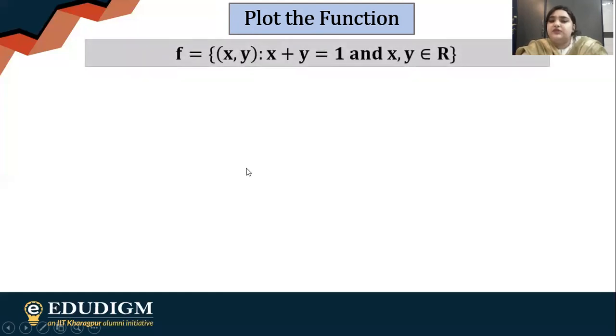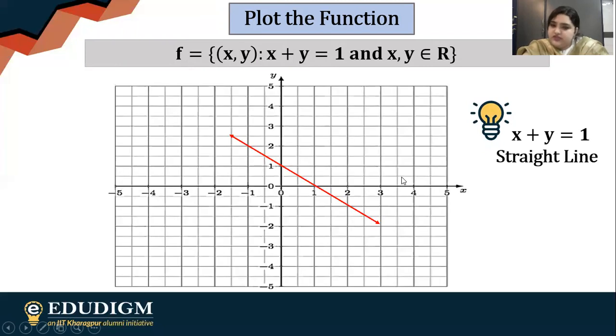So this is what the function is. We have taken x comma y such that x plus y is 1. If you think about this, this is basically a straight line. So how do you draw the straight line? This is having intercepts 1 and 1 on the positive x-axis and the y-axis. So this is how you normally plot a function.